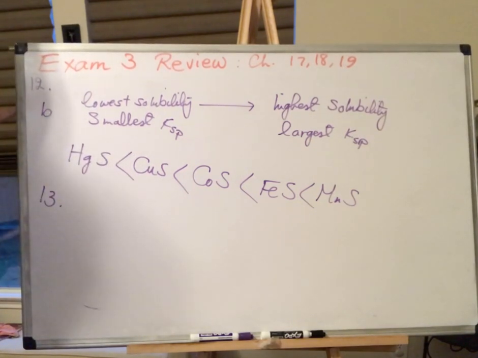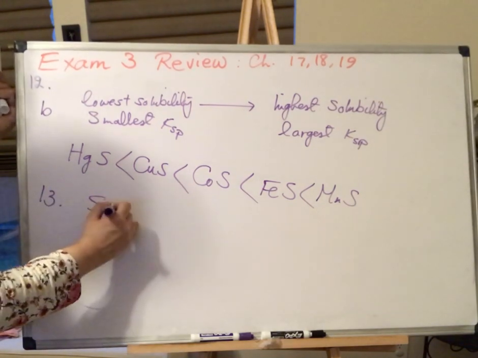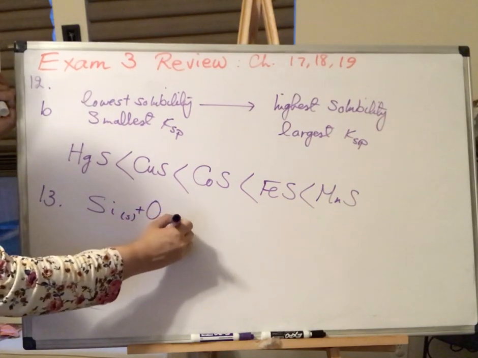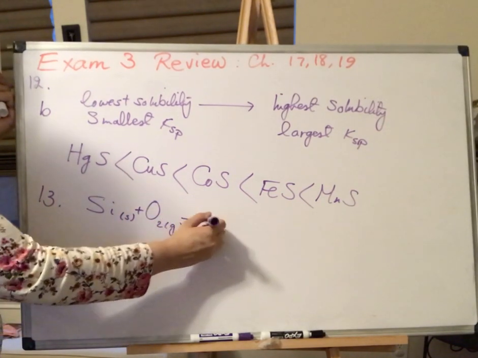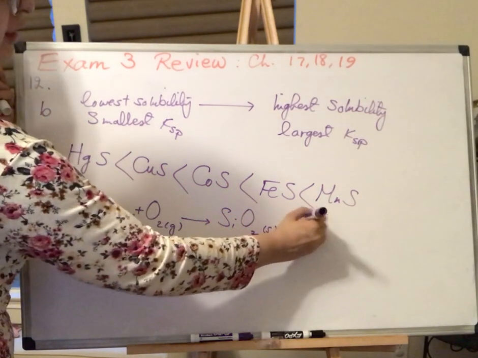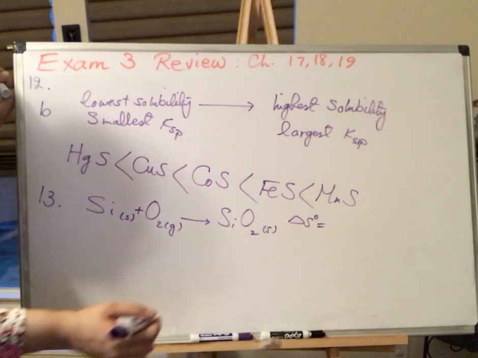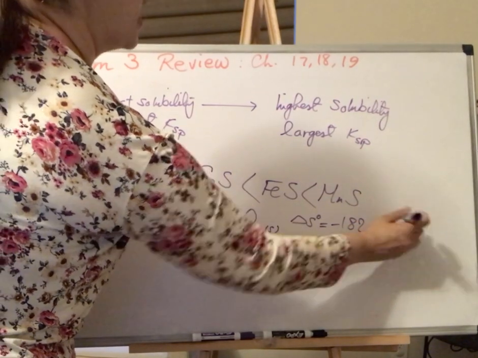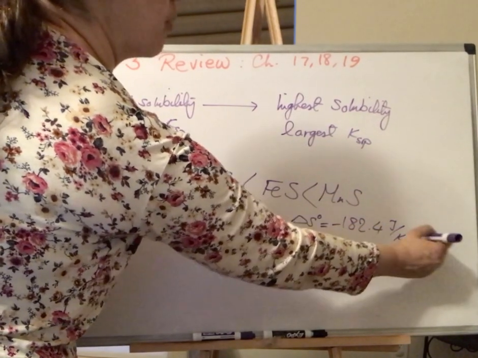Question number 13. What is the change in entropy when 0.802 grams of silicon is burned in excess oxygen to yield silicon dioxide at 298 Kelvin? The reaction is this. Delta S standard is -182.4 joules per Kelvin, and it should be mentioned it's per mole.